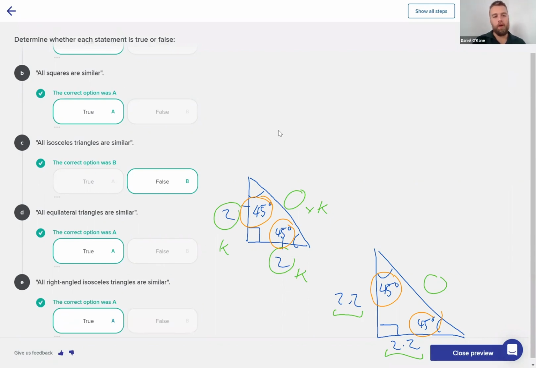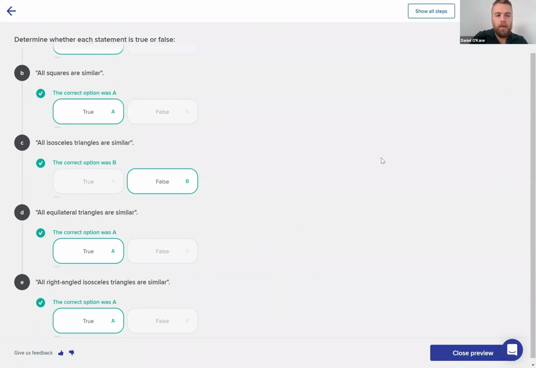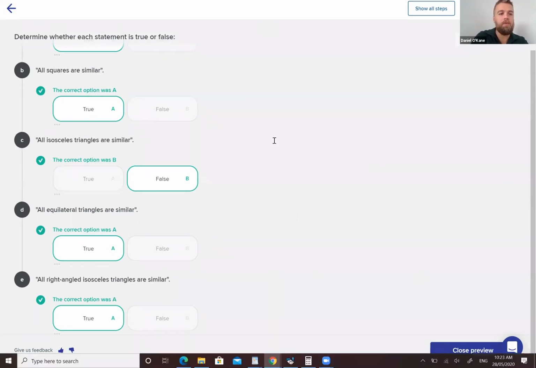Okay, so that's just looking at a few different types of shapes to determine whether they are similar or not. So that's something that you can go away and remember. That way, if in a test or something they give you 2 squares, for example, and say, are these similar? You don't have to do the scale factor working out. You can automatically say yes, because all squares are similar. Okay, let's move on to the next question.